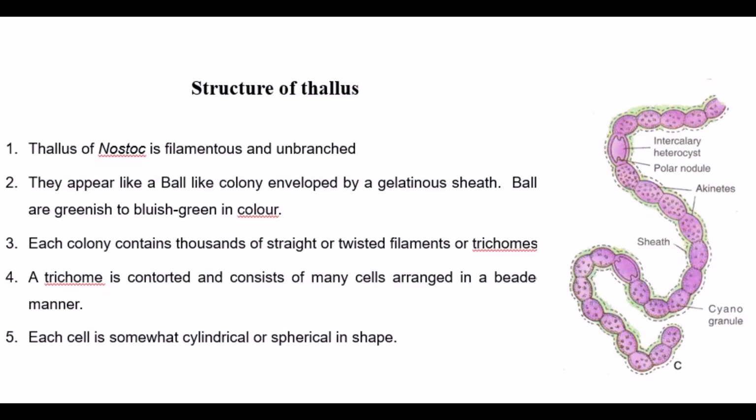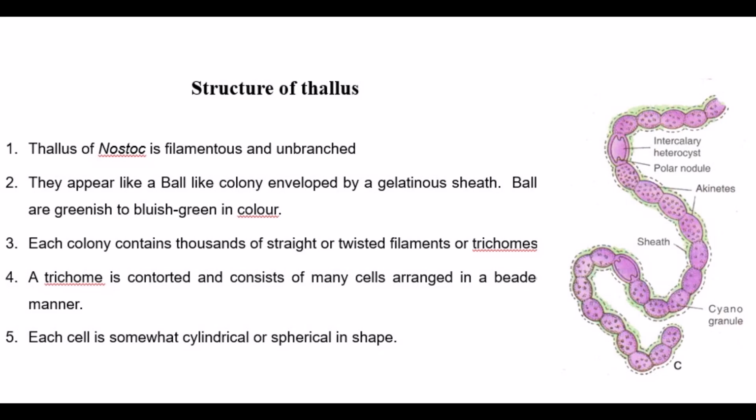Structure of thallus. The thallus of Nostoc is filamentous and unbranched. They appear like a ball of colony enveloped by a gelatinous sheath and appear bluish-green in color. Each colony contains thousands of straight or twisted filaments, also called trichomes. A trichome is contorted and consists of mainly cells arranged in a beaded pattern. Each cell is somewhat cylindrical to spherical in shape.